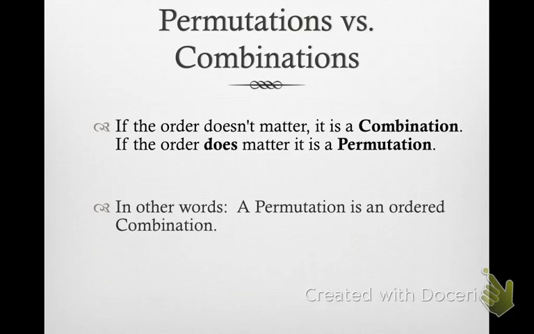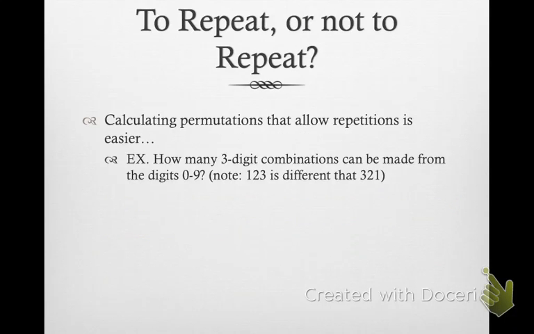So something that you need to be aware of, and I want you to write this down in some notes or make a mental note of it if nothing else. Permutation is an ordered combination. We're actually going to start with permutations though. You could have permutations that allow repetition or permutations that don't.